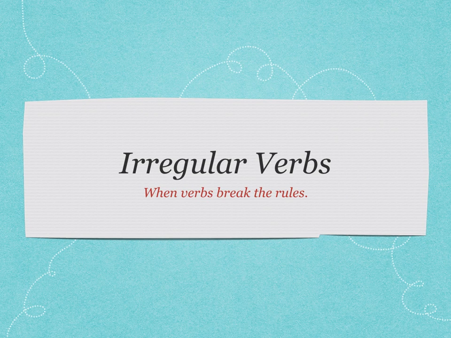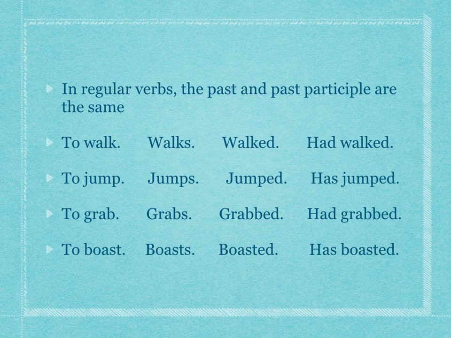Irregular verbs, when verbs break the rules. In regular verbs, the past tense and the past participle are the same. We add ed to form the past tense, and it stays that way when we add a helping verb. To walk, walks is present, walked is past, had walked is your past participle.